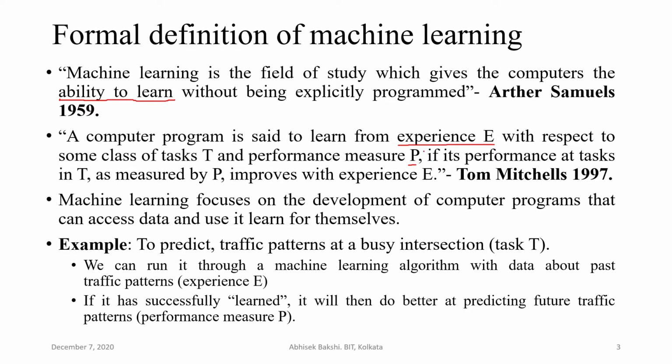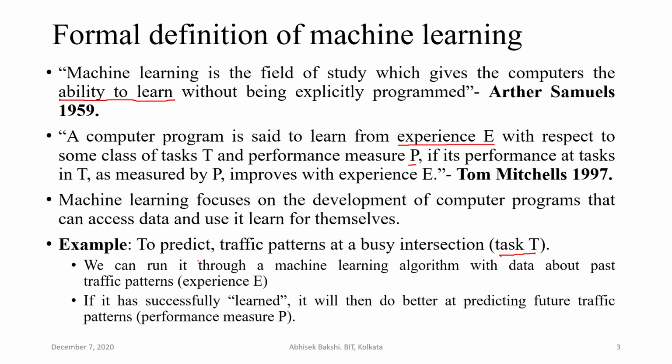So we can have some examples over here. For example, the class of task T is given as a traffic pattern, a busy intersection. What we can do is run this through a machine learning algorithm with data about previous traffic patterns. Previous traffic patterns is what?